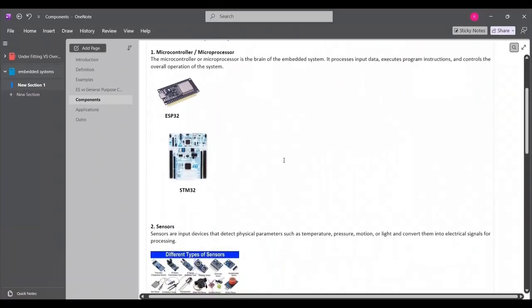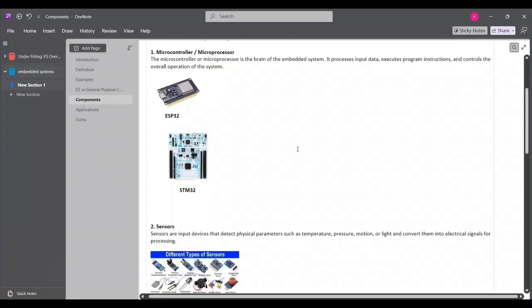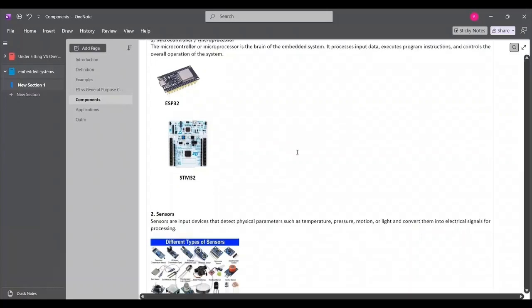The microcontroller or microprocessor acts as the brain of an embedded system. It processes the input data, executes the instructions stored in the program memory, and controls the overall operation of the system. A microcontroller contains a processor, memory, and input-output peripherals on a single chip, making it suitable for small and dedicated applications. A microprocessor is more powerful and is used in complex embedded systems that require higher processing capabilities. Examples: ARM Cortex processors, Arduino microcontrollers, and embedded processors used in automobiles.